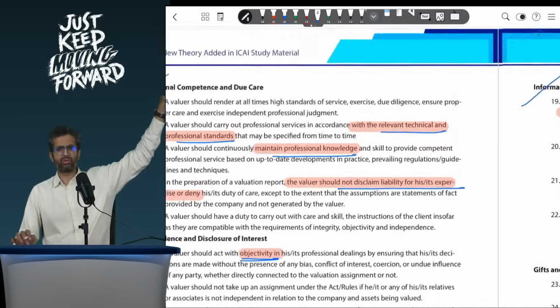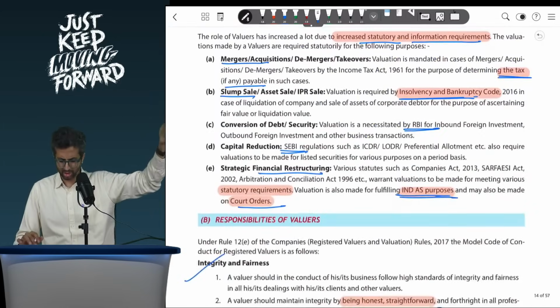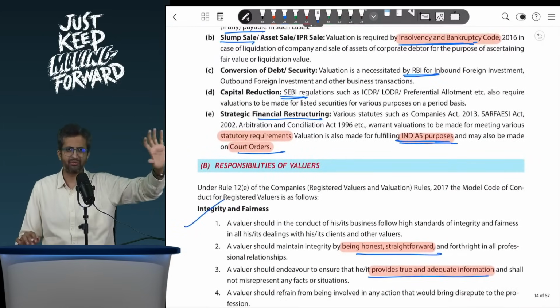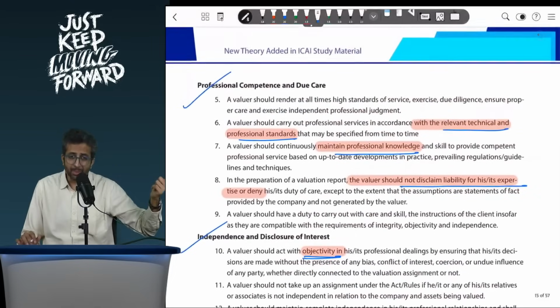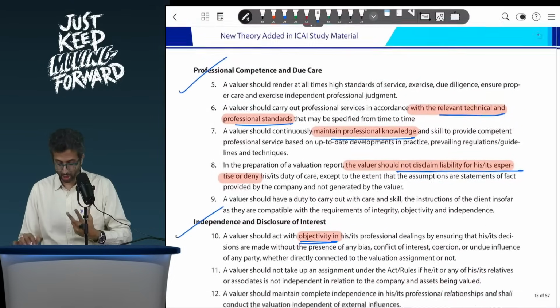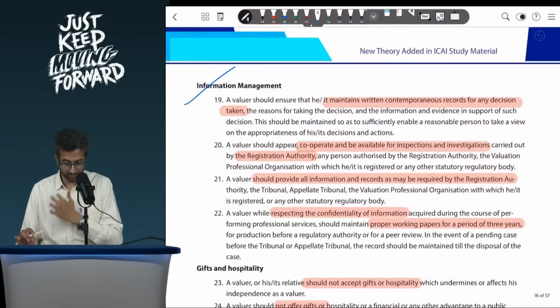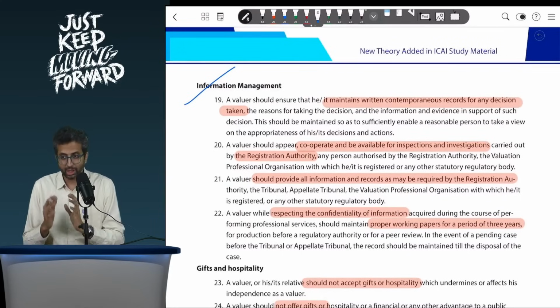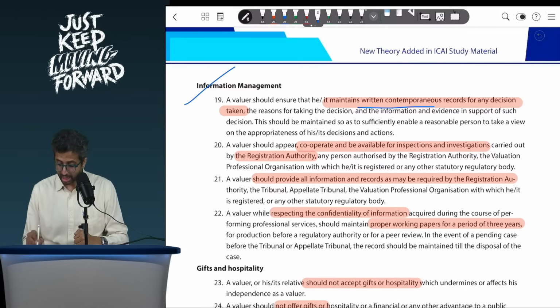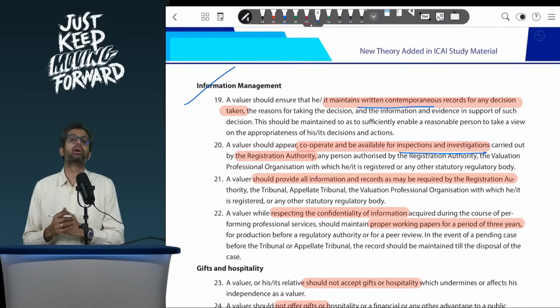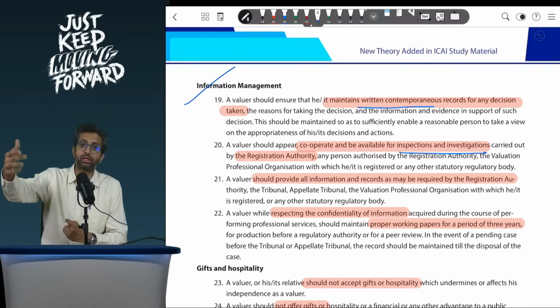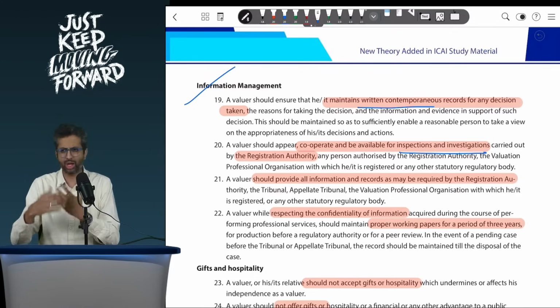So basically, first is the responsibilities: have integrity and fairness, professional competence, independent and objective, confidentiality to be maintained, and information management. You should have proper records to maintain: written records, standard operating procedures. You should assist maybe the regulators in case there is an inspection or an inquiry with all the data.